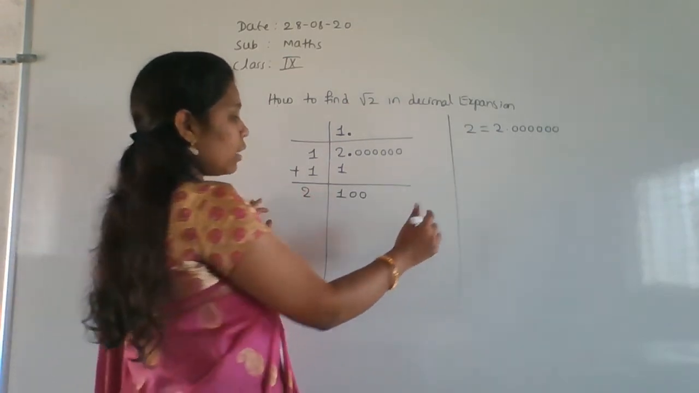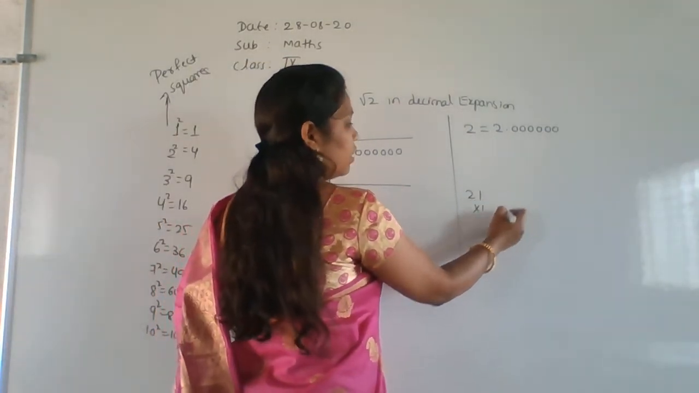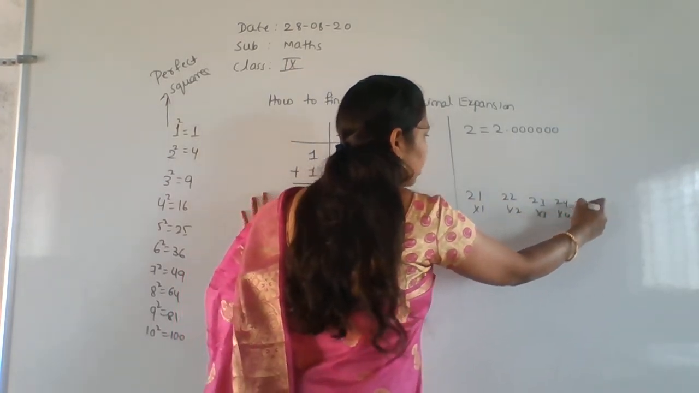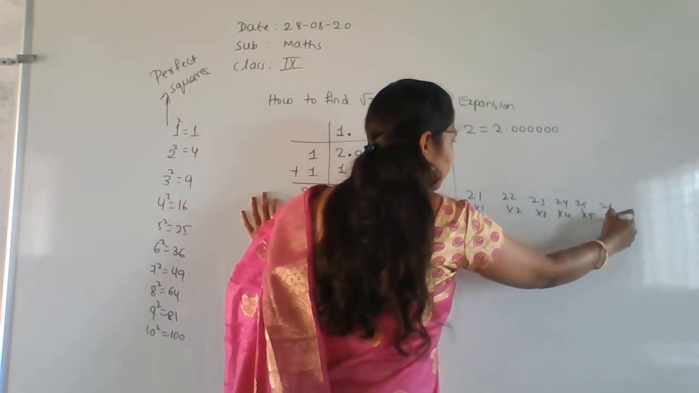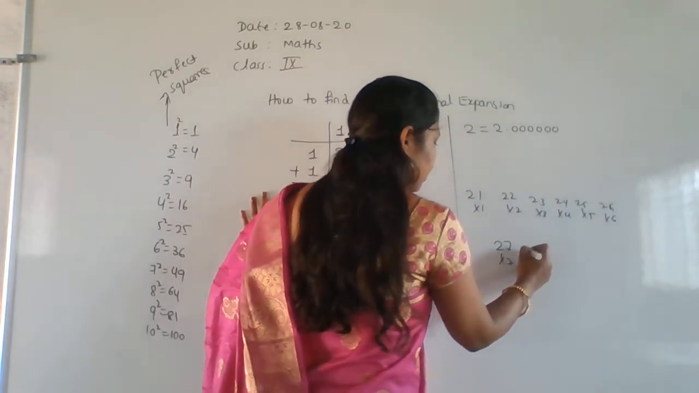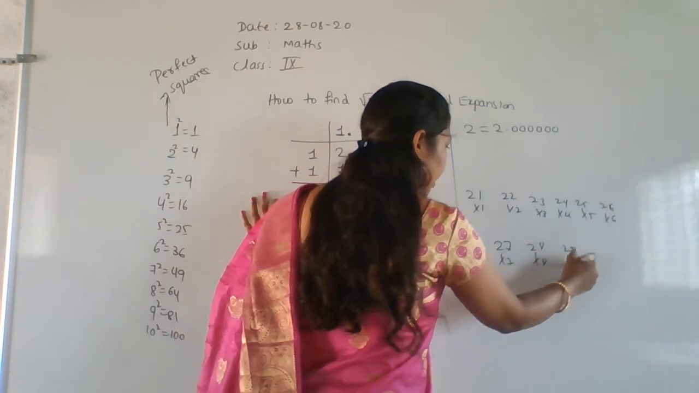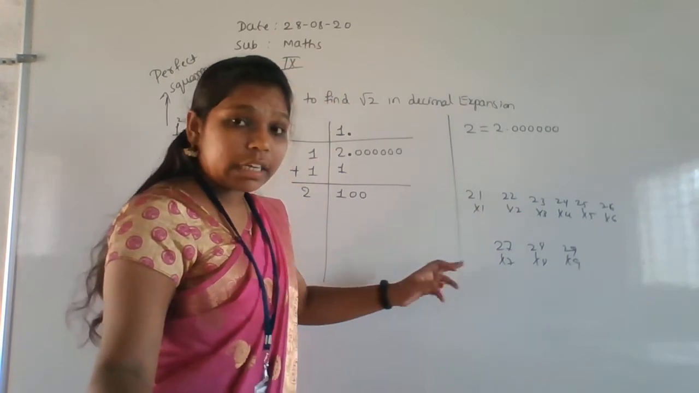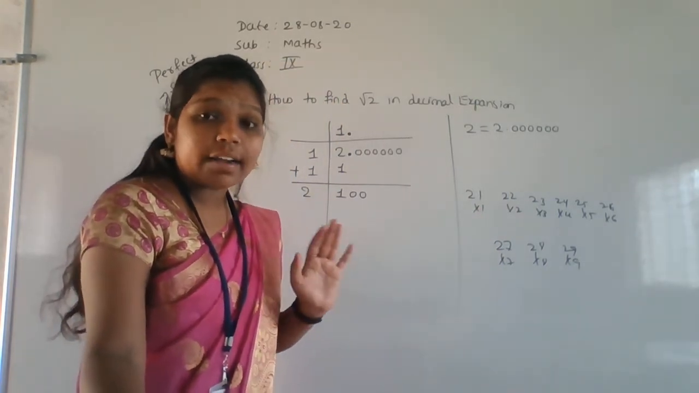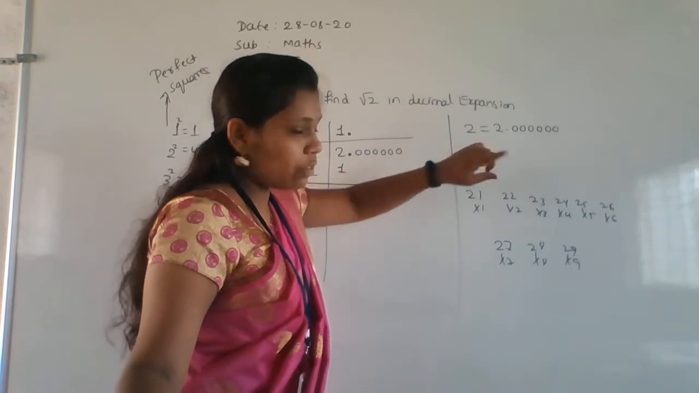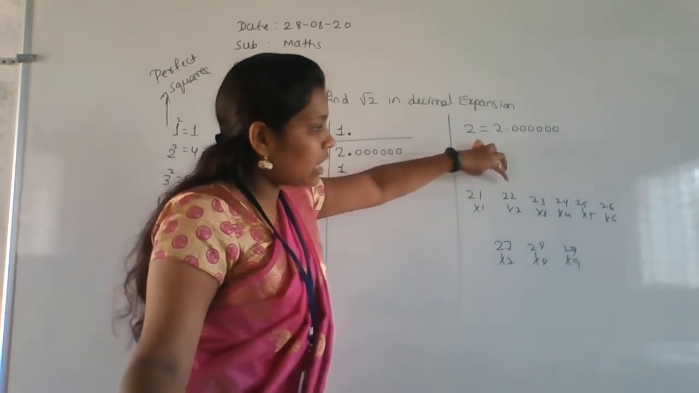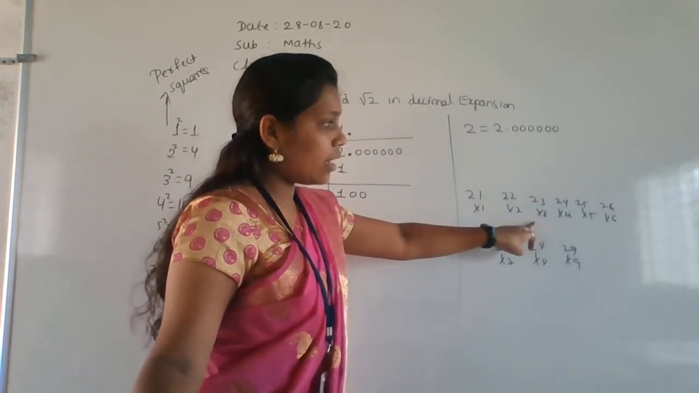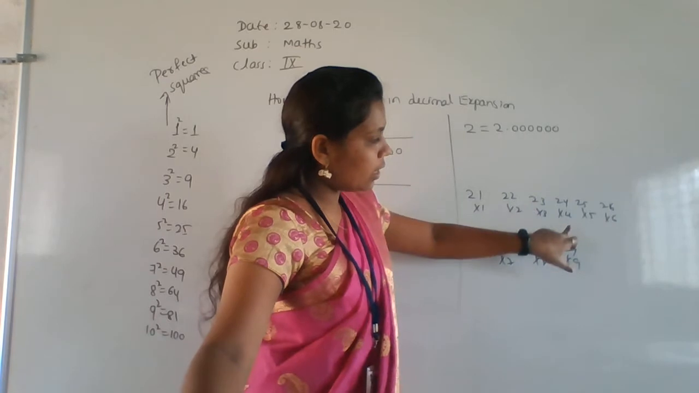Okay, so you have to take only 21 ones are, 22 twos are, 23 threes are, 24 fours are, 25 fives are, 26 sixes are, 27 sevens are, 28 eights are, 29 into nines are. Okay, so don't take here 21 twos are, 21 threes are. We can't take like that. Only if in the ones place 1 is there, then here also 1. If in the ones place 2 is there, then here also 2. If 3 is there, then here also 3. If 4, here also 4.